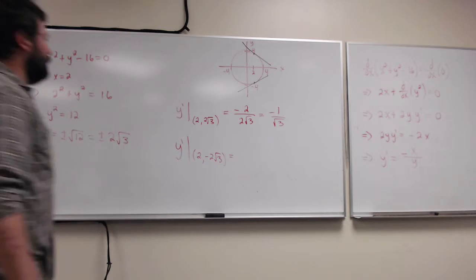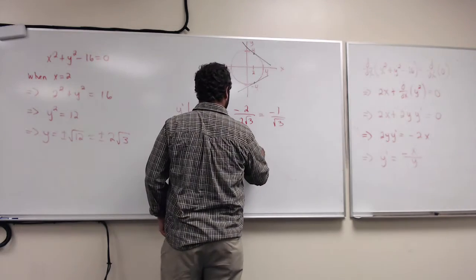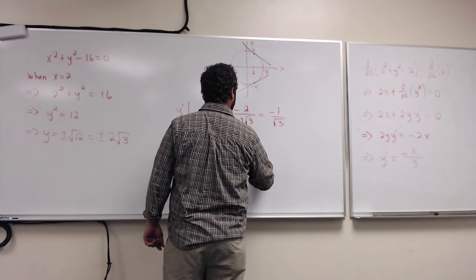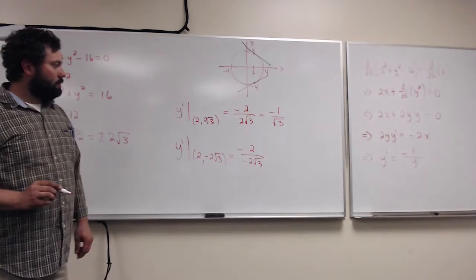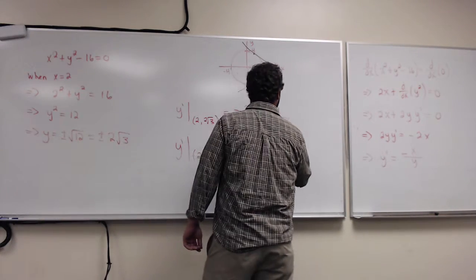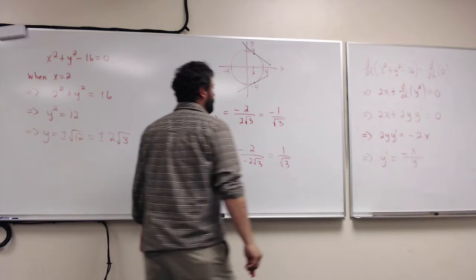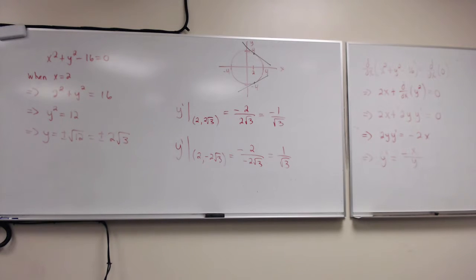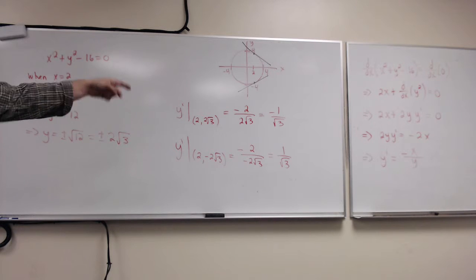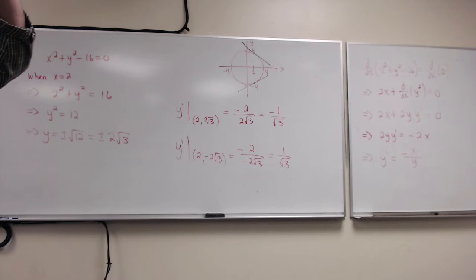Okay. And then this one's going to be minus 2 over negative 2 root 3. And that just gives us positive 1 over root 3. And that would be the final answer. We found y prime, and we found the slopes of the tangent line when the x coordinate was 2.